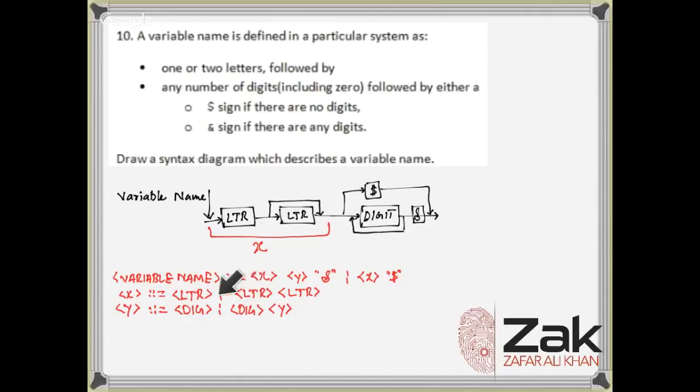What is x? A single letter or two letters? X, this is x. If it is digits and an and sign, then y, which is any number of digits, and an and sign, go out. Or just x and dollar, x is one letter or two letters.